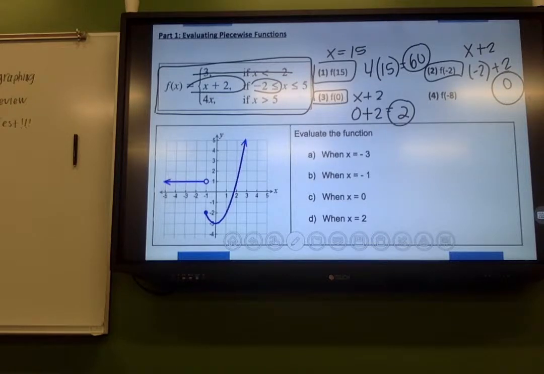Did you guys get 2 for the second one? Easy? Or for the third one? What about this last one? Number 4. This is for f is -8. Which equation is that?